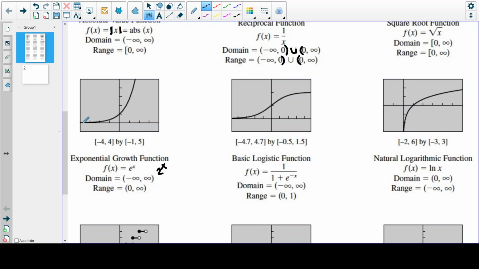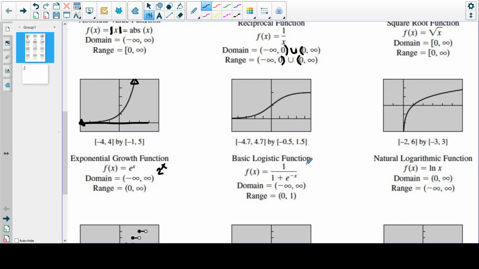But the important thing is that there's an asymptote right here that it infinitely goes close to, and it goes infinitely high here. This is different from exponential decay, which is basically this graph flipped across the y-axis. We'll cover that when we cover how we can manipulate exponential growth functions. But this is basically how an exponential growth function will work.